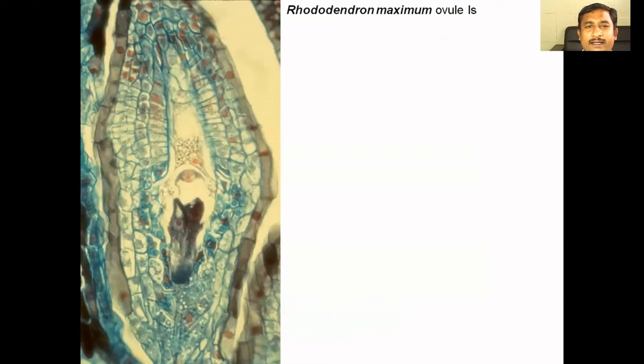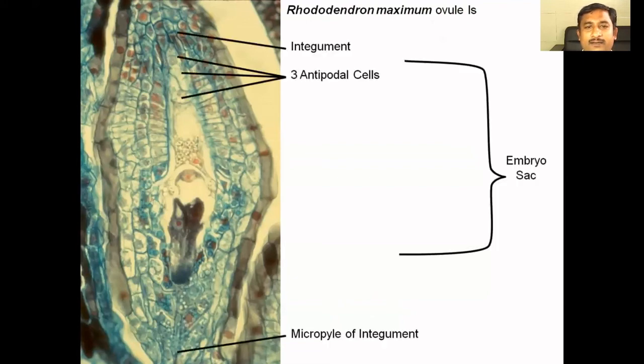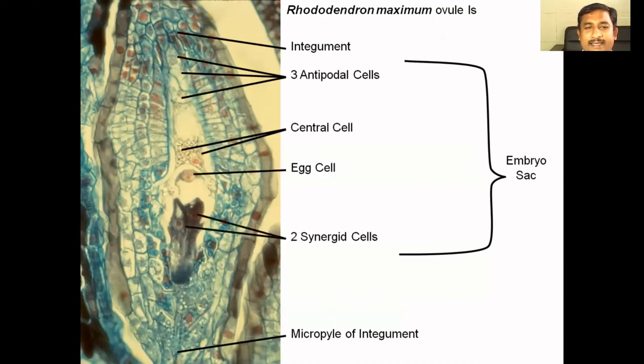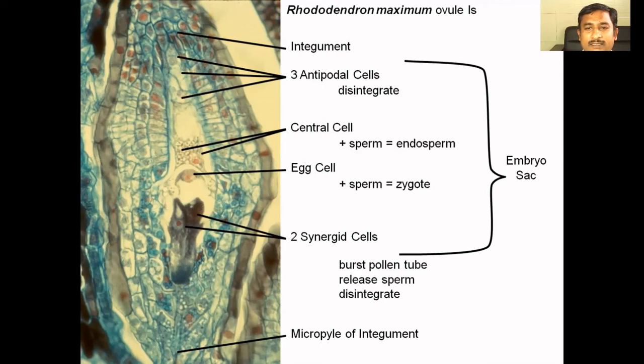See, this is the cross section of an embryo sac. For example, three antipodal cells, there is a central cell, there is an egg cell, and there are two synergids. This is how the entire thing is formed.